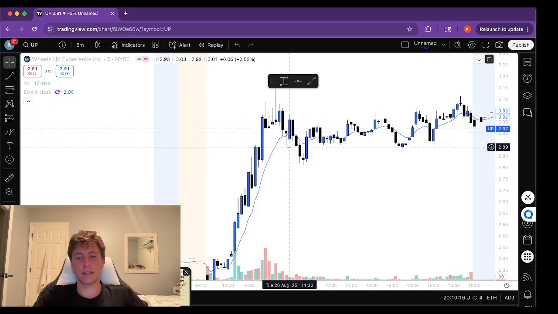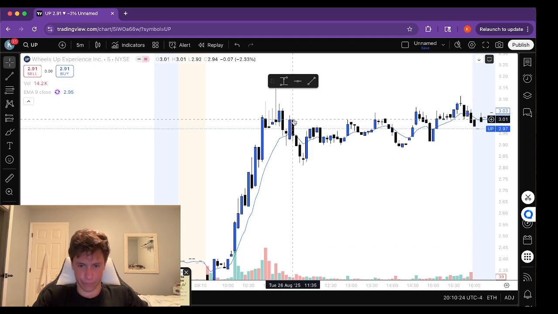And then we go over here. It's not respecting the 9 EMA, and here's what I do. Look, it didn't close below the 9 EMA, and then it was a big red candle. So I'm still holding. It goes over here, and it closes below the 9 EMA.